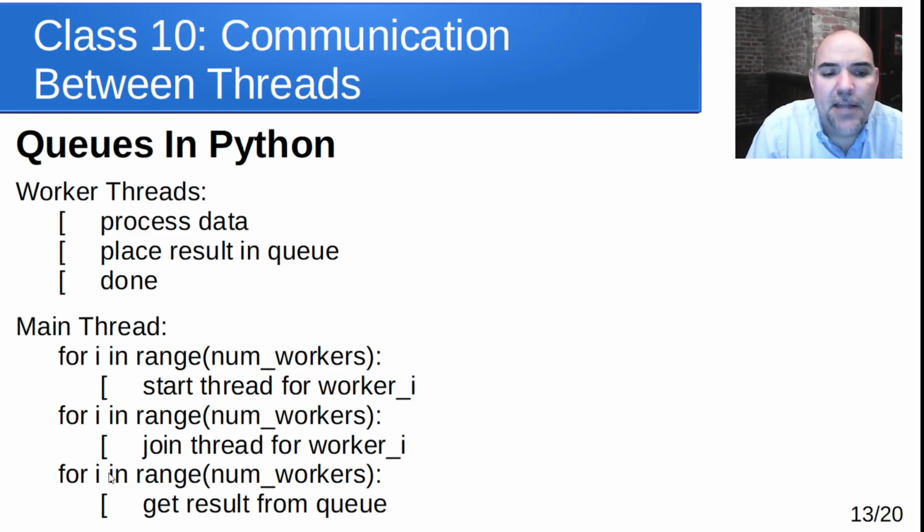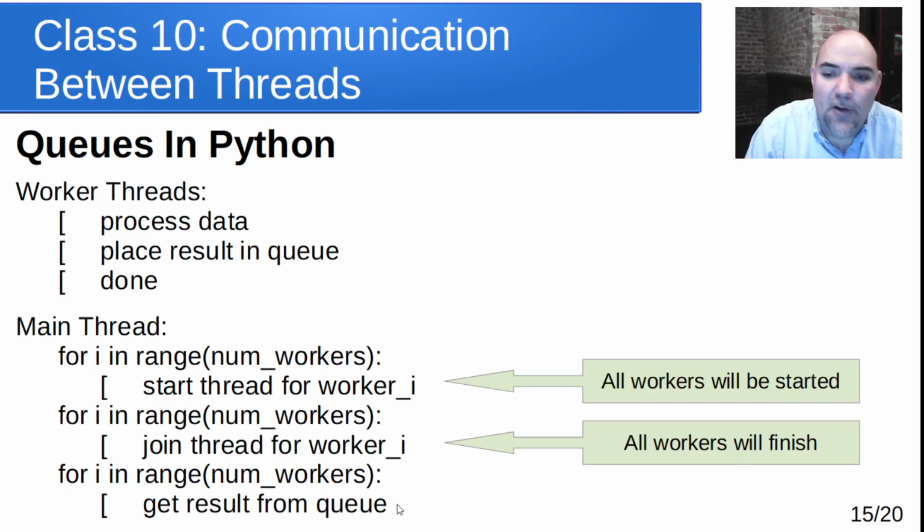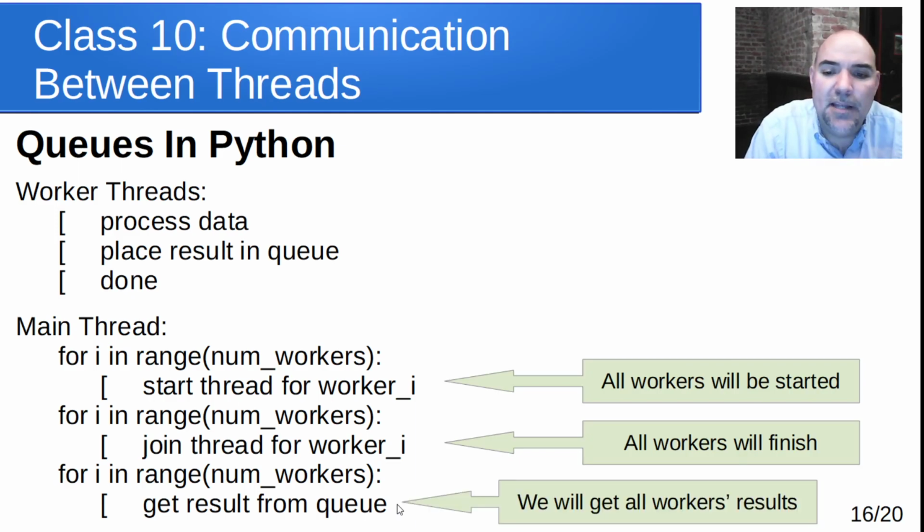And then after that, just go through for the number of workers that ran, because we know they've all finished now. We know they've all placed their result in the queue. So now we have a for loop that just goes through, gets the result from the queue for each one of the workers, and then maybe does something with that result. So you can see here, all the workers are going to be started. All the workers are going to be finished at this point because we're joining with all those threads. And then we will get all the workers' results because the last thing they did was put their result in the queue.